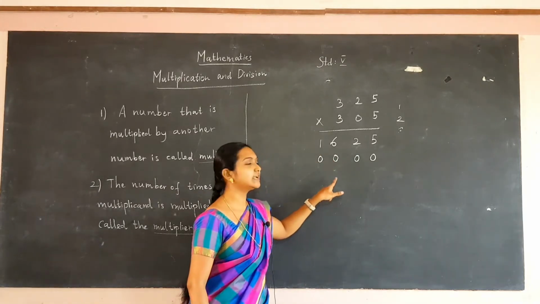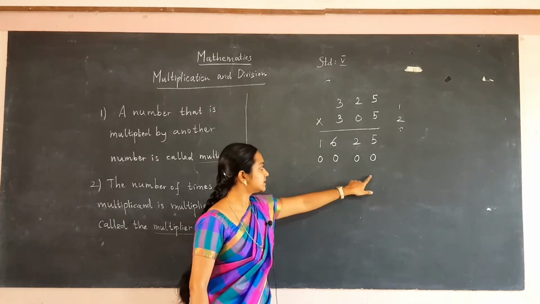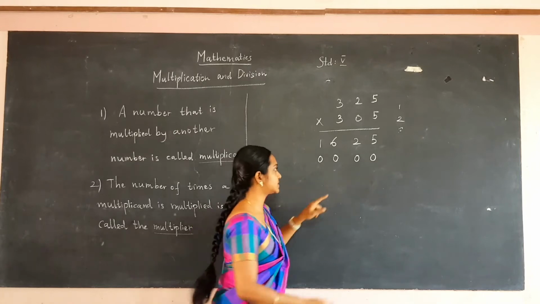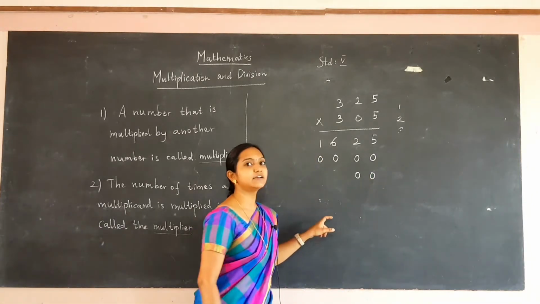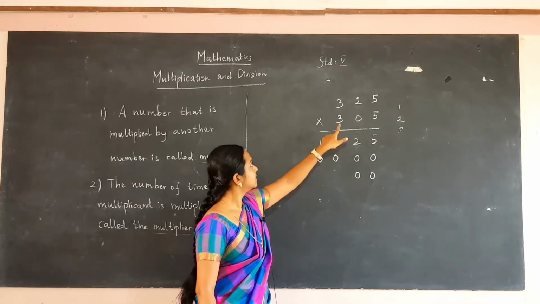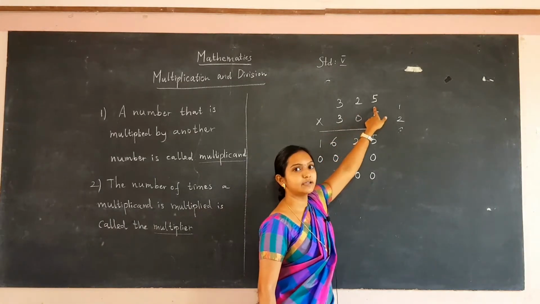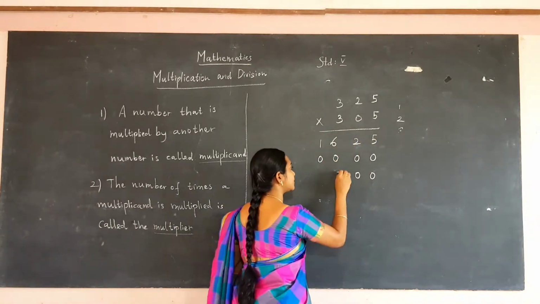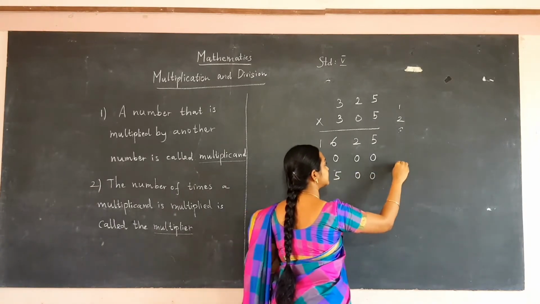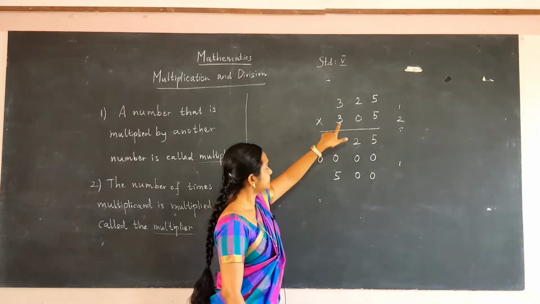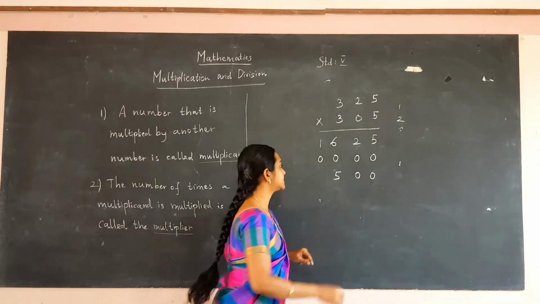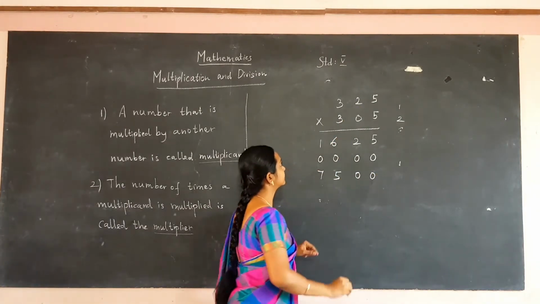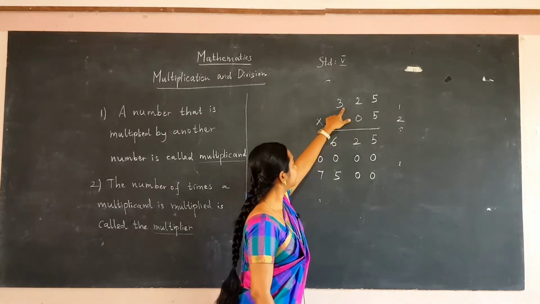Now we are going to write the third line. When we are writing the third line, we have to put 2 zeros and start writing from the third place. 3 into 5 will be 15. So put 5 here and 1 is remaining. 3 into 2 will be 6. 6 plus 1 will be 7. 3 into 3 will be 9.